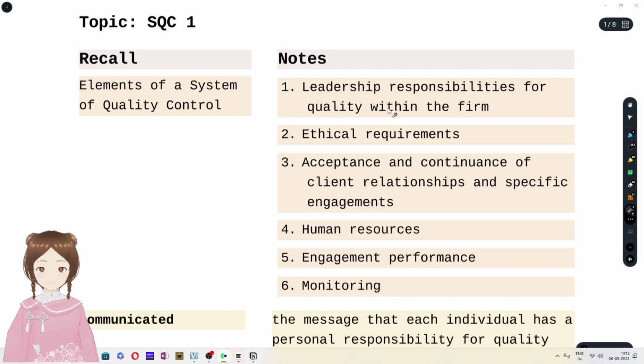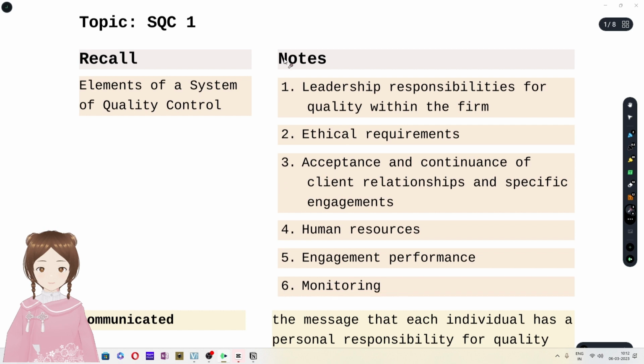Leadership responsibilities of whom? The engagement partner or the auditor. He also needs to have ethical requirements. These both go hand in hand. Then acceptance and continuance of client relationships, the SA 200 series. Then human resources, about the employees, staff or article assistants in the firm, and engagement performance, how the engagement that was taken was performed. These two are related: these are the people who do the work, and this is how they work.